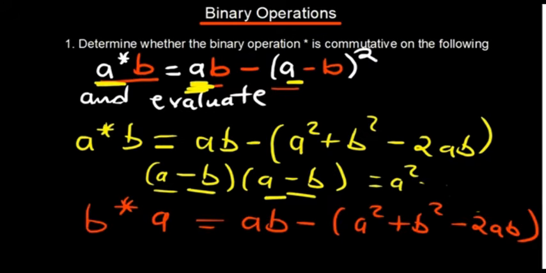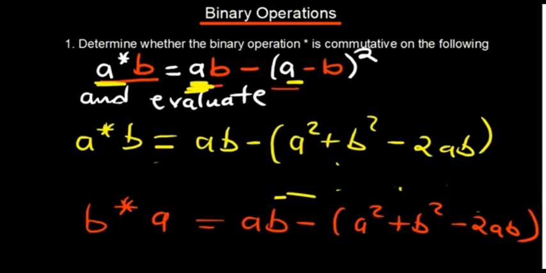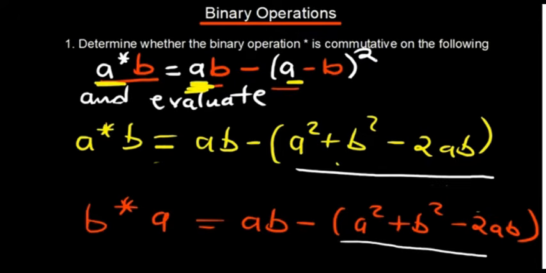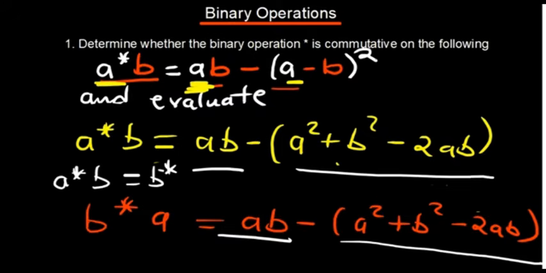So are these the same or are they different? If you look at the first one, it's A squared plus B squared minus 2AB. Even the last one is the same. This part is also the same. So we can make a conclusion: since A star B is equivalent to B star A, the binary operation is commutative in this case.